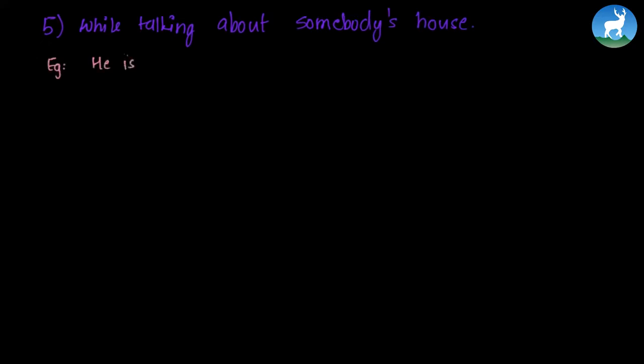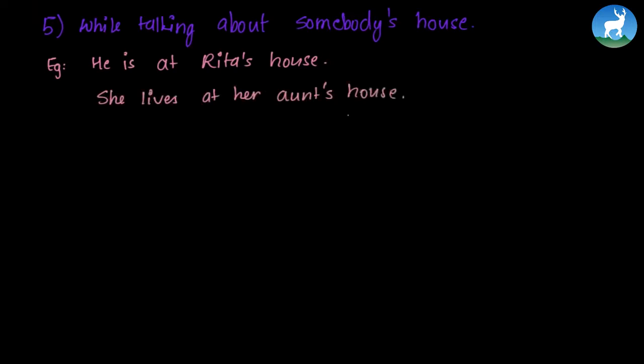We can use at while talking about somebody's house. For example, he is at Rita's house. He is at Rita's house. We can also say, she lives at her aunt's house.